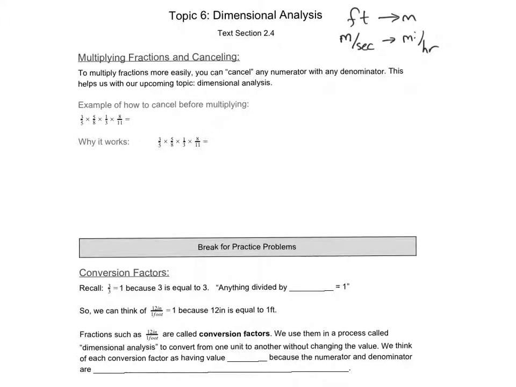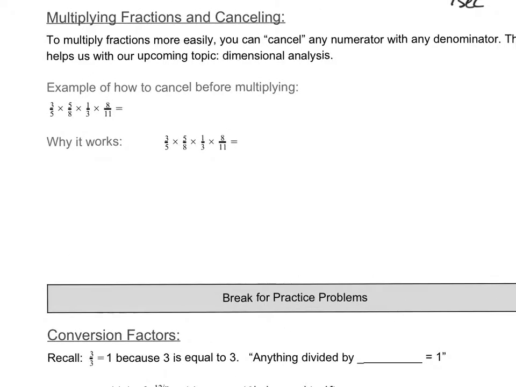So as far as how this works, basically we're just going to point out that when we have the same number in the numerator or denominator, they will always cancel each other out. So these 3's cancel, the 8's cancel, and the 5's cancel. And therefore, this becomes 1 times 1 times 1 times 1, which is 1, over 1 times 1 times 1 times 11, which is 11.